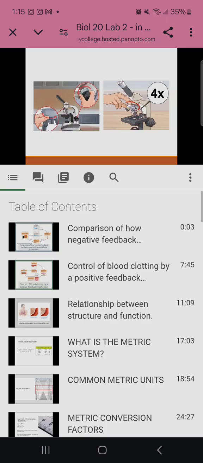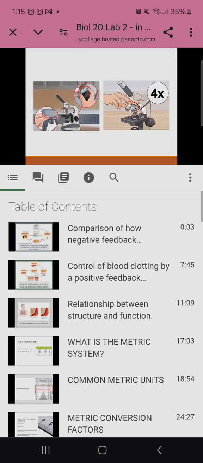So if you're seeing it, then good, don't use the coarse adjustment knob. If you're seeing it and it's blurry, use the fine adjustment knob so that you can see it clearly, okay? After you have a clear image at 10 times, then you go to 40 times. If you don't have it clear, then you don't go up.